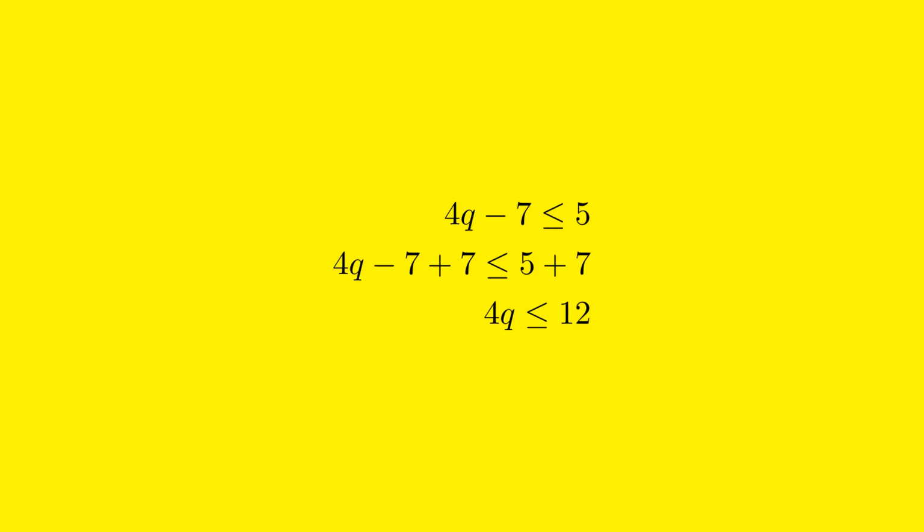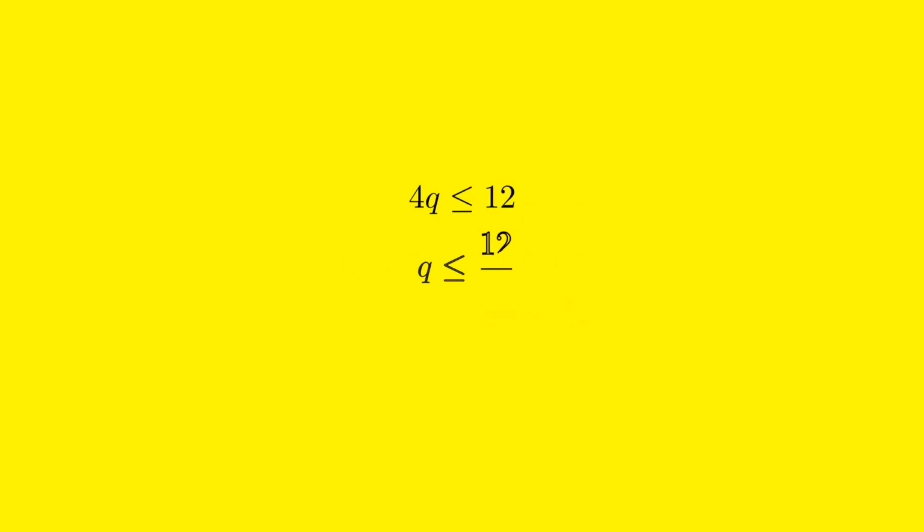We have altered our expression from 4q minus 7 is less than or equal to 5 to 4q is less than or equal to 12 by adding 7 to both sides. This brings us to the next step, where we will solve for q by eliminating the multiplication by 4. Next, we need to eliminate the multiplication by 4 in the term 4q. To do this, we divide both sides of the inequality by 4.